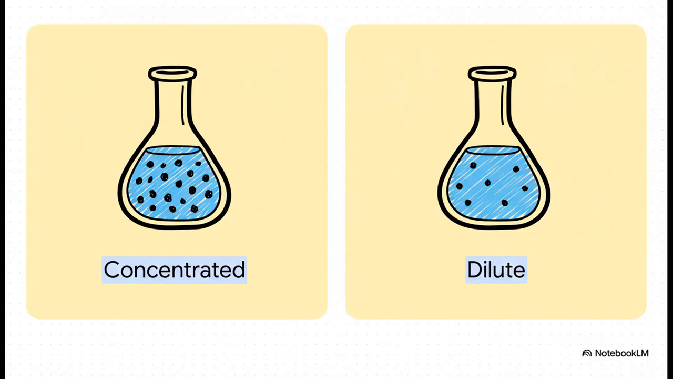Okay, let's start with concentration, because it's the easy one. Concentration is just about how much stuff, the solute, is packed into the water. Think of it like making juice from concentrate. If you add a lot of concentrate and just a little water, it's, well, concentrated. If you add just a little bit of concentrate to a lot of water, it's dilute. It's all about the amount.